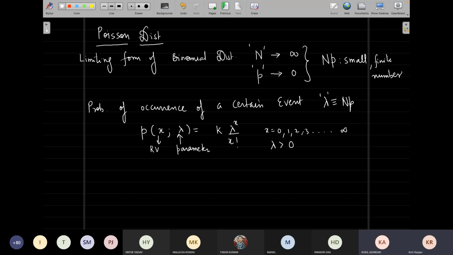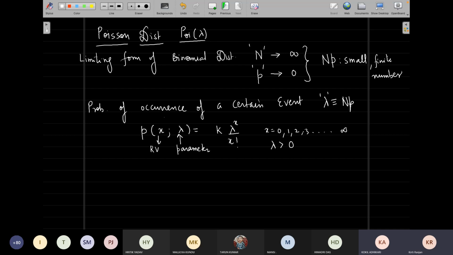The PMF is completely defined by using two important items. One is the random variable, which may vary. There may be one success, two successes, three successes, and so on. But the other quantity, which we call the parameter, has to be fixed. In the case of the Poisson distribution, it is a one-parameter distribution. In the case of binomial, how many parameters were there? Two, capital N and small p.